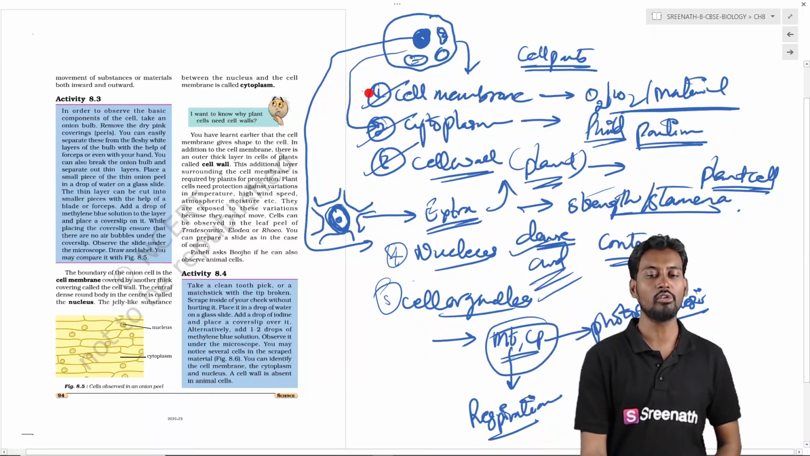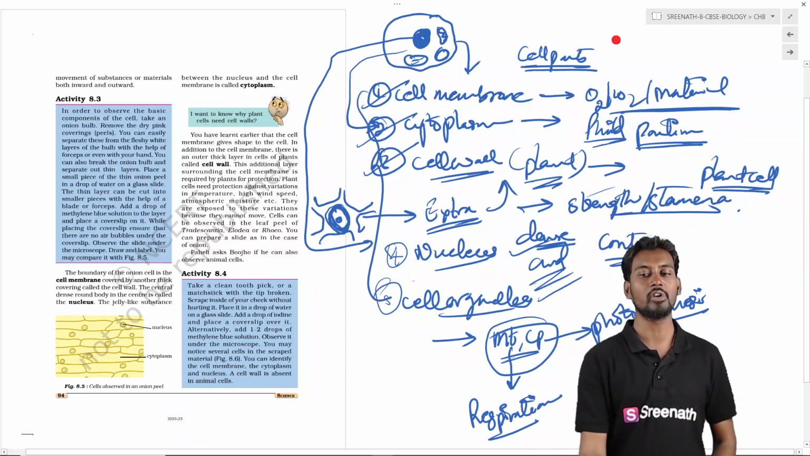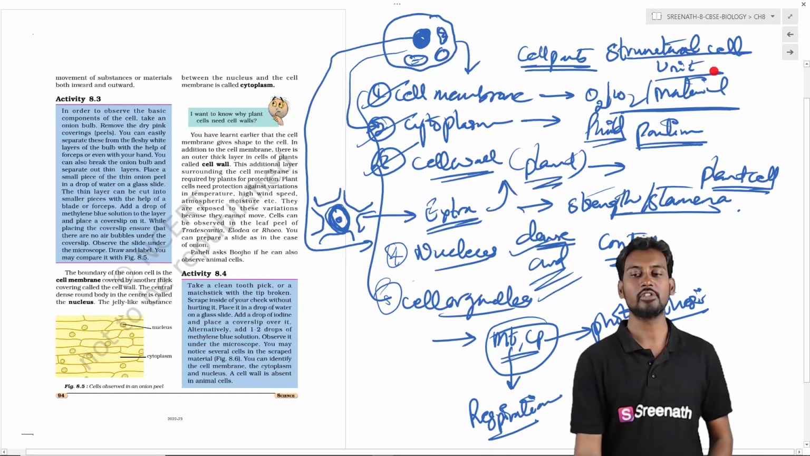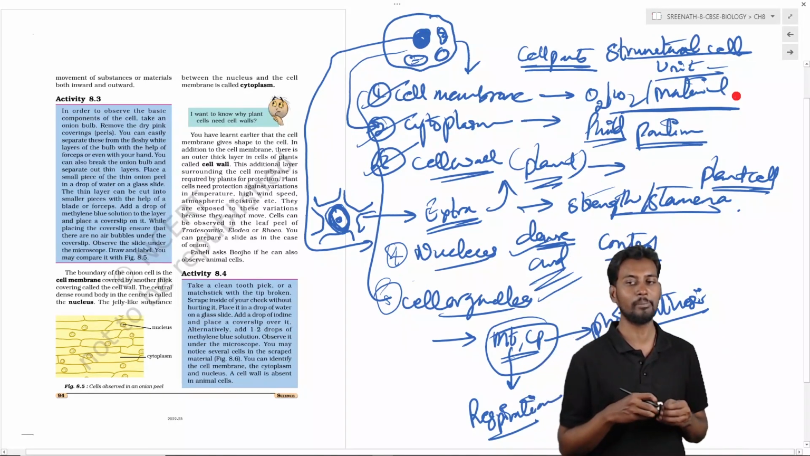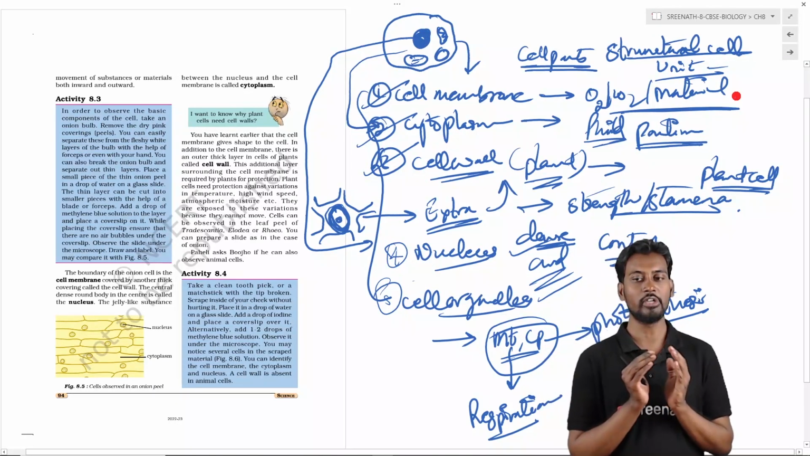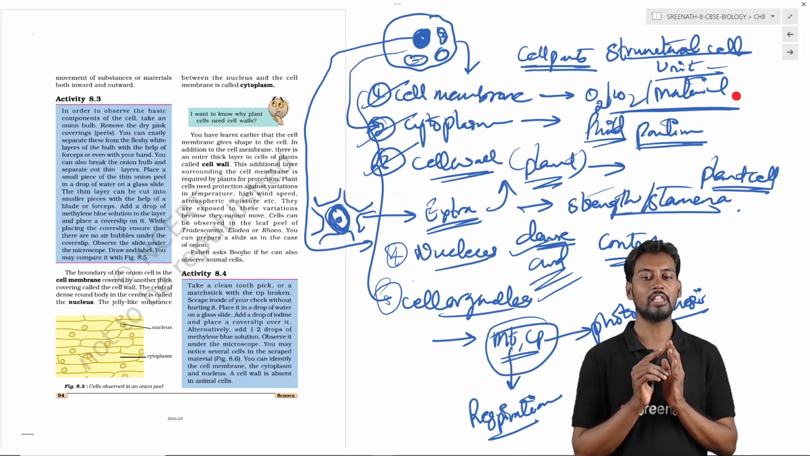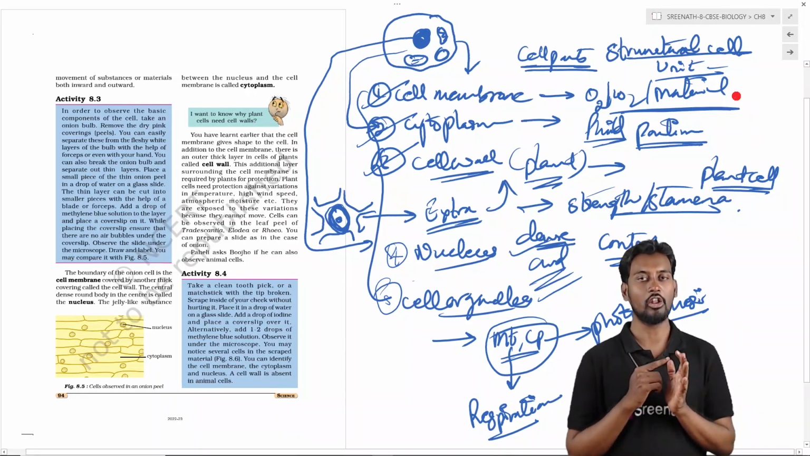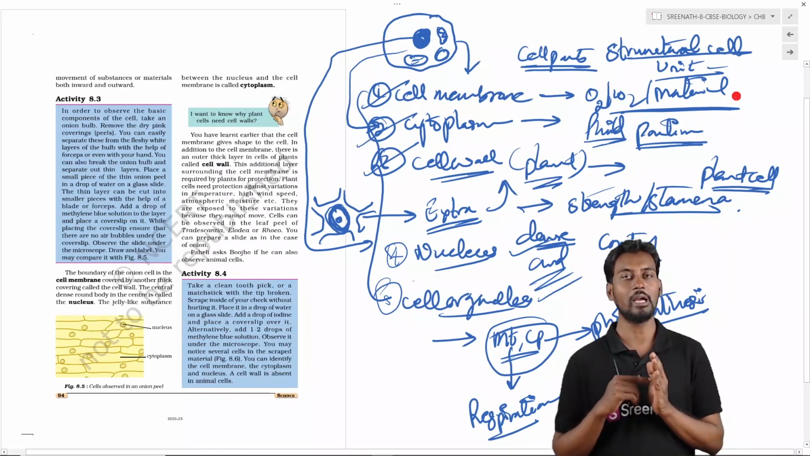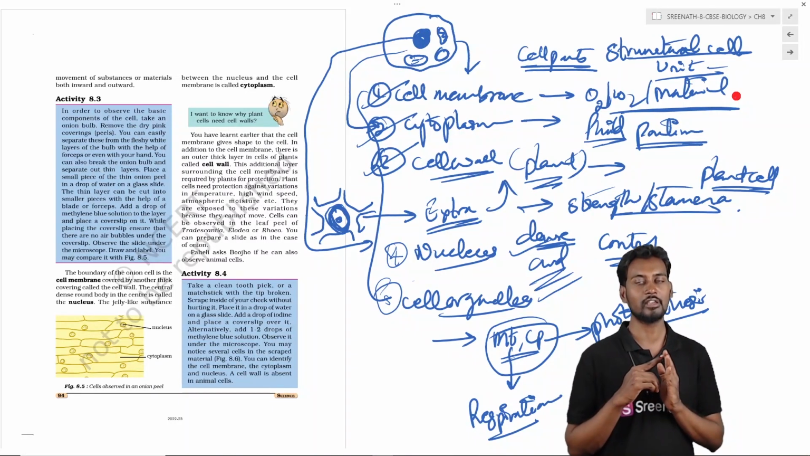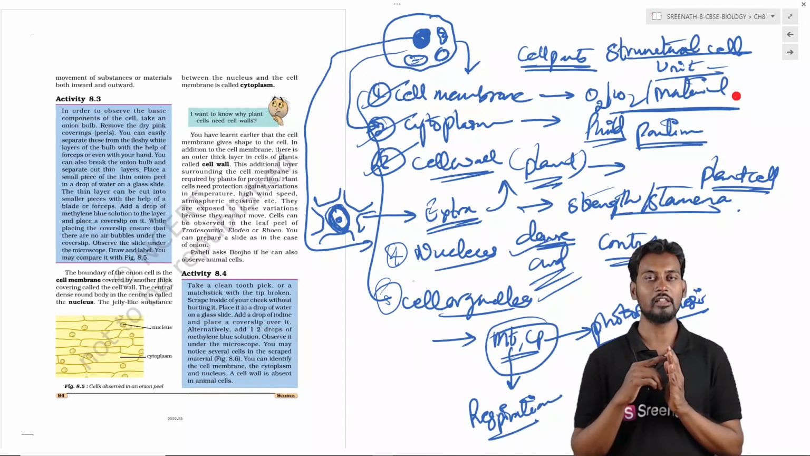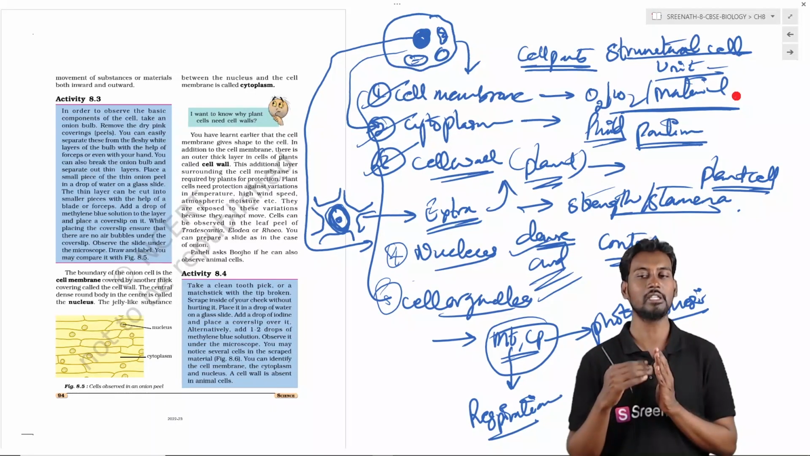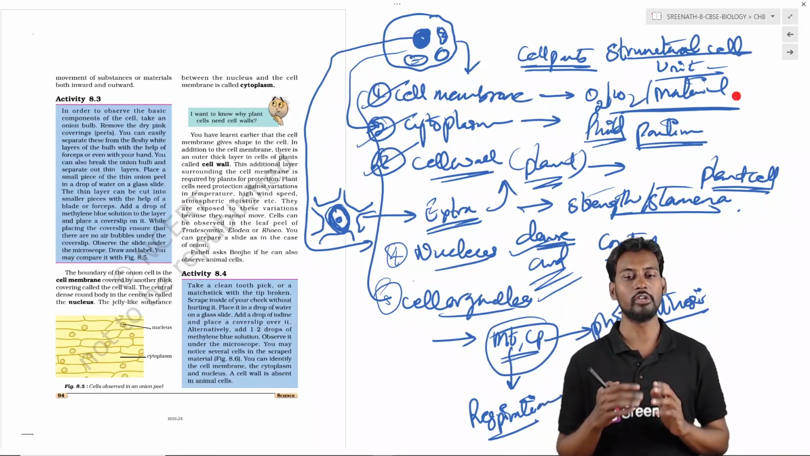If you want to study the cell, these are the different parts which make up the structural unit of the cell. So what are the structural units of the cell? They are nothing but the cell membrane, cytoplasm, cell wall, nucleus and the cell organelles. These are the structural parts which perform the different functions of a cell.